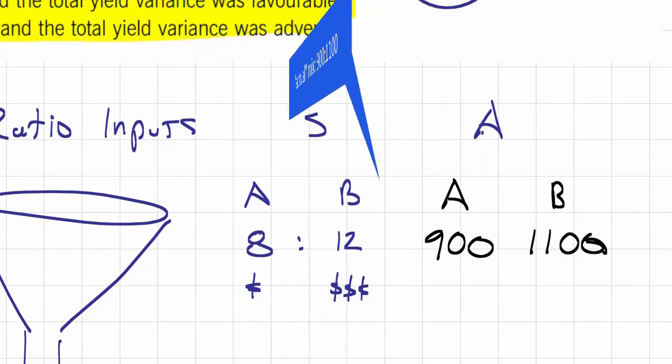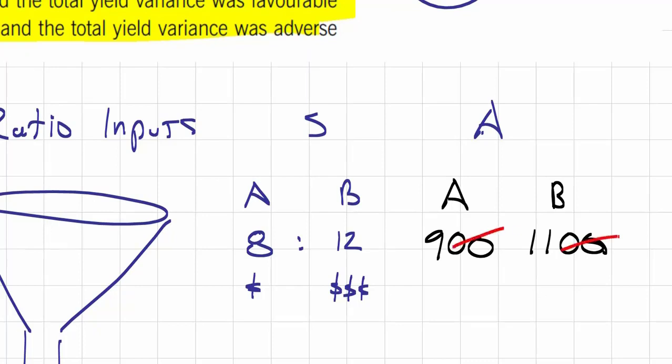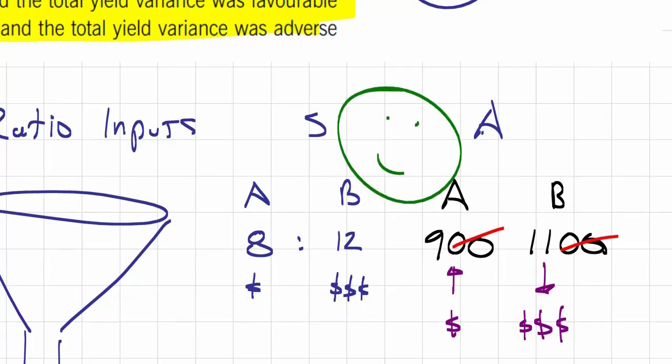Oh, look at that. If we drop the zeros, if we drop the 100s, now we see 9 versus 11. So using logic, we can see that the company used a greater percentage of product A, of input A, and a lower percentage of product B. A is the cheaper stuff, okay? So they used more of the cheap, less of the expensive. Therefore, the mix variance, everybody, is favorable.